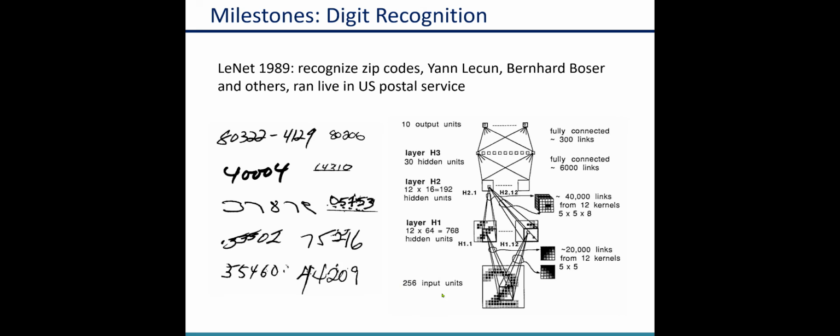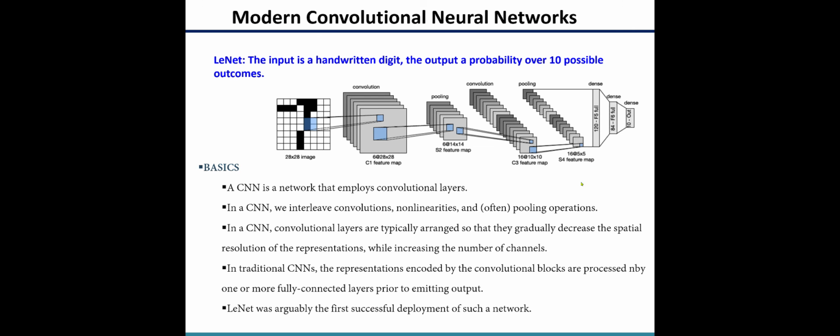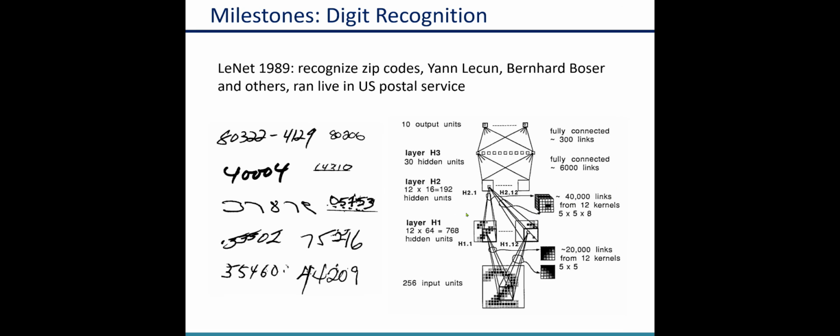They provide 256 input units, fully connected with 300 links. The second hidden layer has 6,000 links and 40,000 connections, and it uses 5x5 multiplied by 8, with 20,000 links for the first hidden layer. So they are defining the small characteristics, extracting features and connecting those things. In the final step, they provide the fully connected values, and they recognize what the input is.